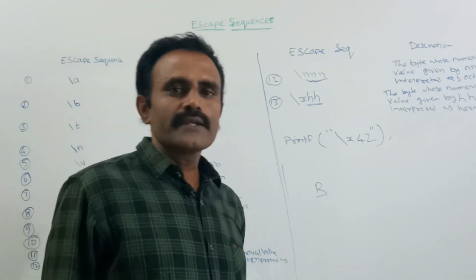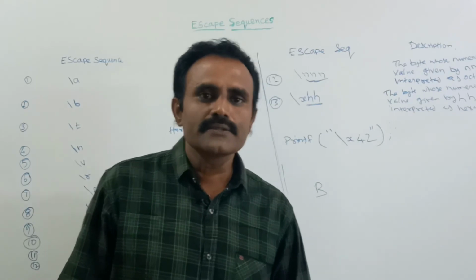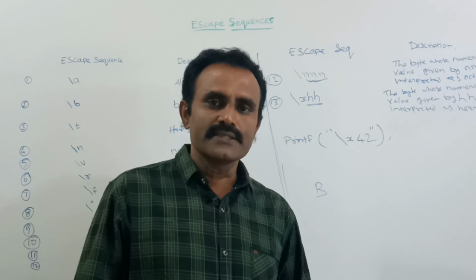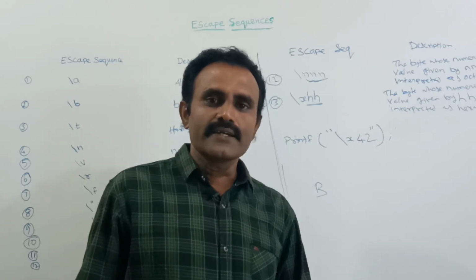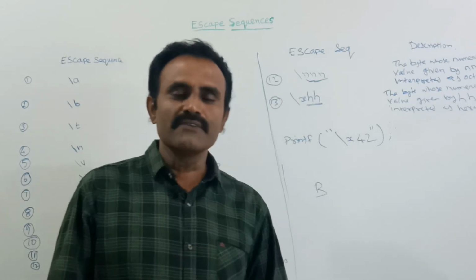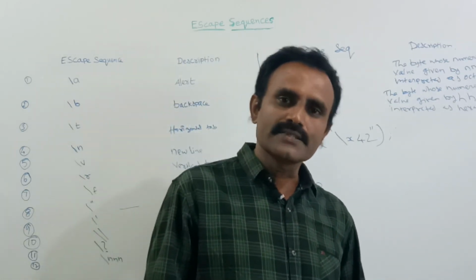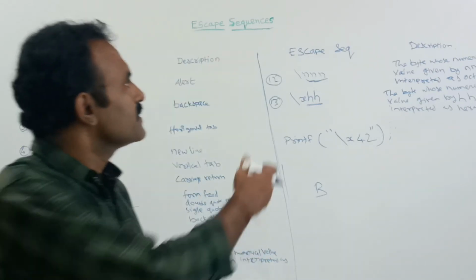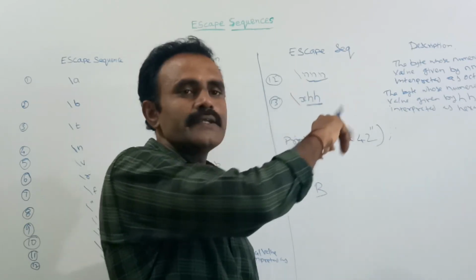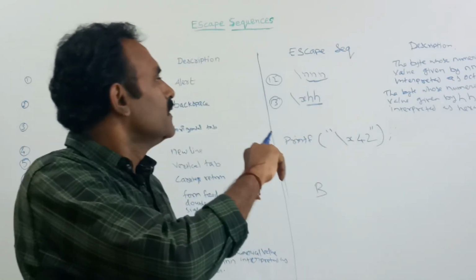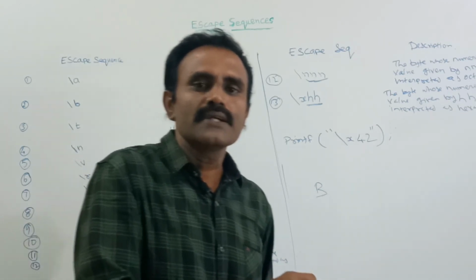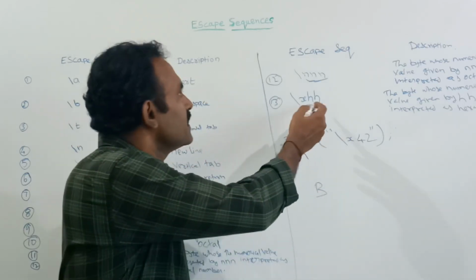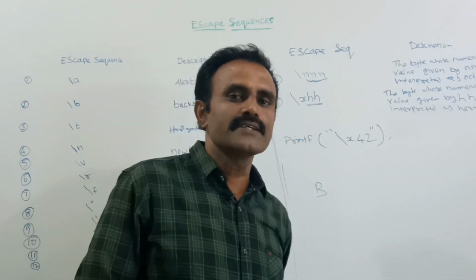See, every character has a value, first the decimal value. In the ASCII table we can check it. Every character has a decimal value, octal value, hexadecimal value, and binary value also. By using the escape sequence slash nnn, we can represent octal numbers, and in the same way, with x hhh we can represent hexadecimal numbers in this escape sequence.